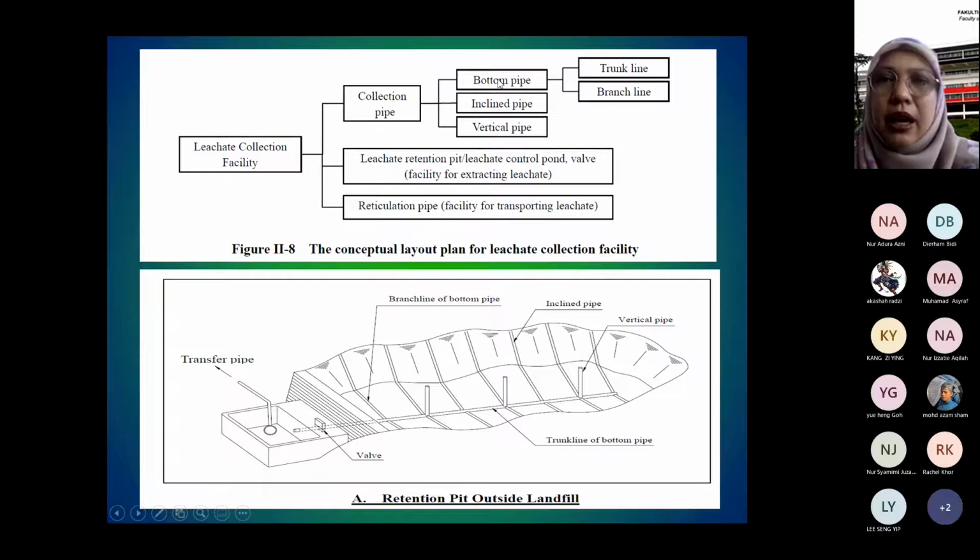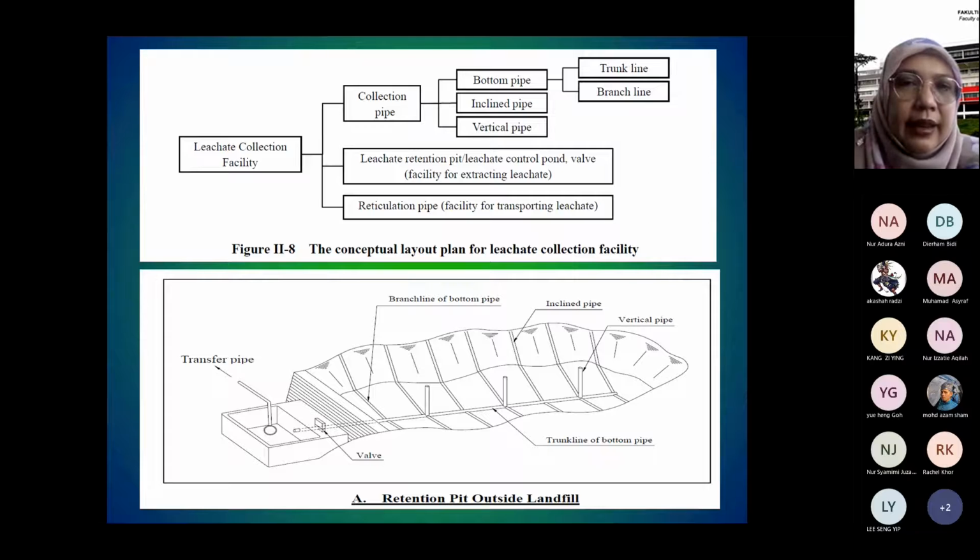There would be bottom pipe, and the pipe can be placed at the bottom of the landfill. It can also be inclined pipe. It can also be vertical pipe. And for the bottom pipe, it can be like a trunk line or a branch line. It depends on the suitability of the topography of the site.